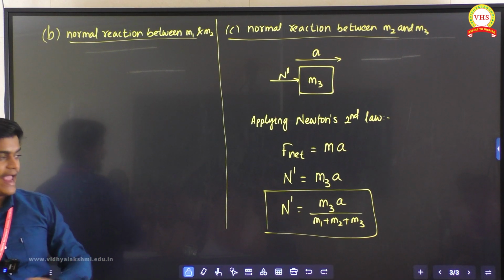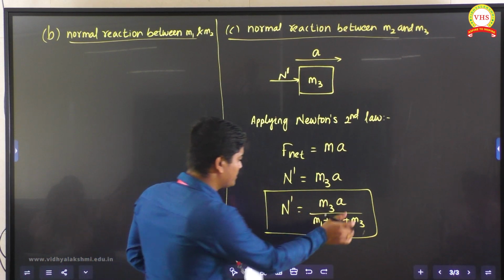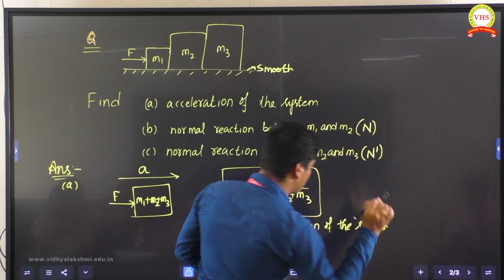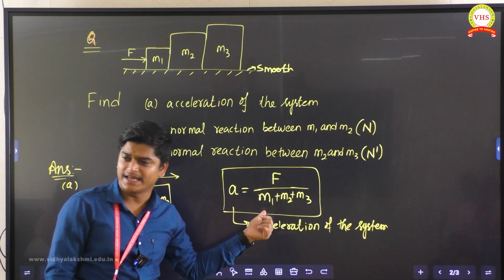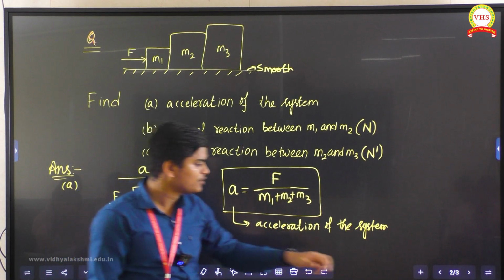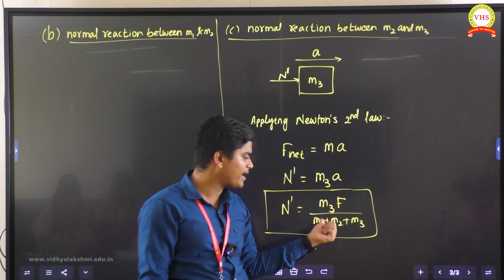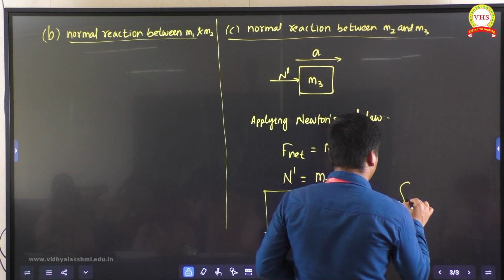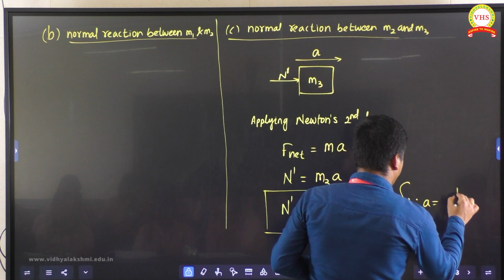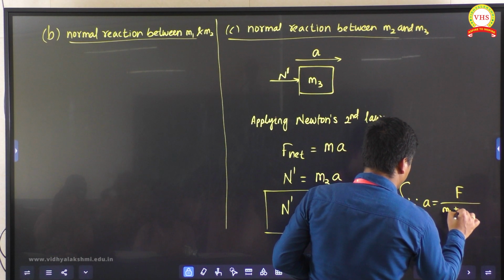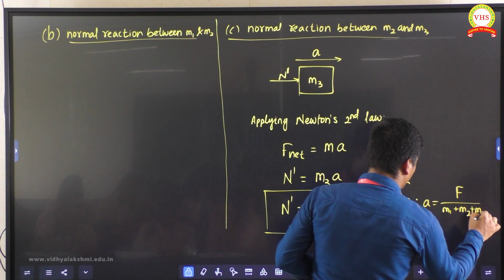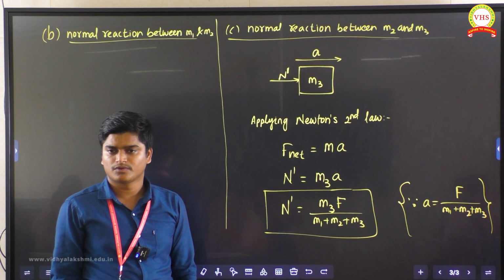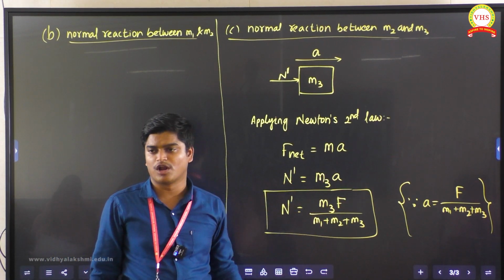Yes or no? A value substitute here. m3 into, A value, what is that A value? F by m1 plus m2 plus m3. So A value you are substituting here, that is F by m1 plus m2 plus m3. Yes or no? So you write here, your A value is nothing but F divided by m1 plus m2 plus m3. Clear or not? So this is the normal reaction. Instead of A, you are substituting that formula.